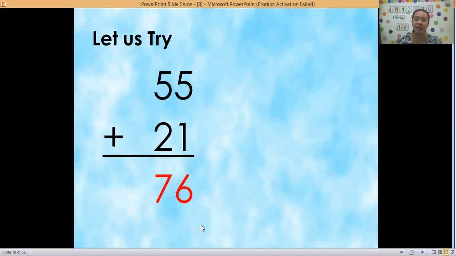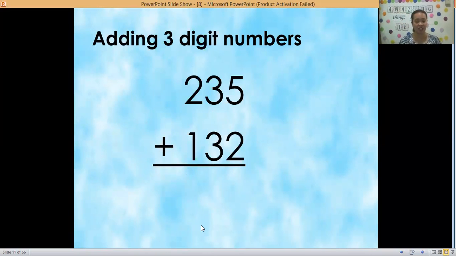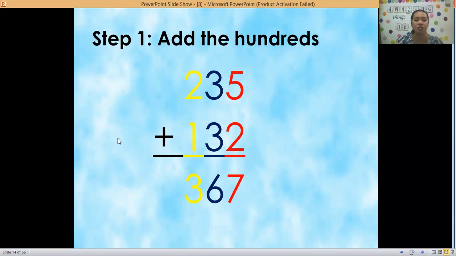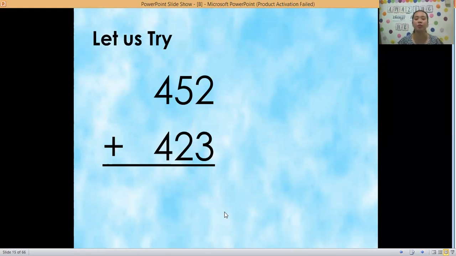Very good. Now, let's go to the three digits, okay? Three digits, 235 plus 132. Step 1, add the ones. 5 plus 2 equals 7. Step number 2, 3 plus 3 equals 6. Step number 3, 2 plus 1 equals 3. The answer is 367. Now, you try. Ready?